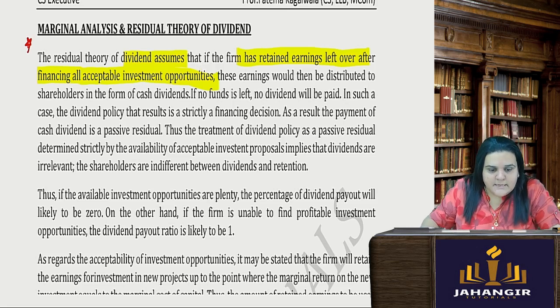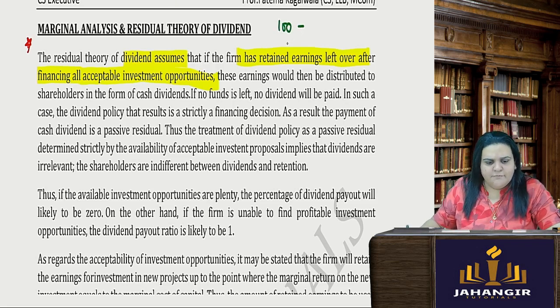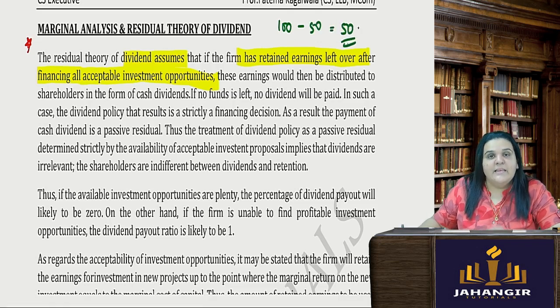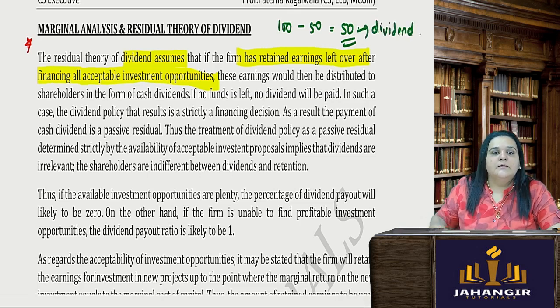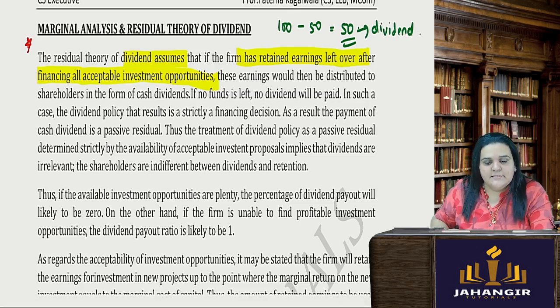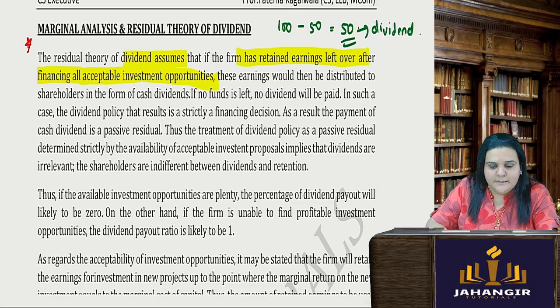Okay, so they are saying that say there is some amount of retained earnings, say 100 crores. And they have already ascertained the cost of one future investment opportunity, which is 50 crores. So whatever is left over, this you can give as a dividend. That is known as marginal analysis and residual theory of dividend.